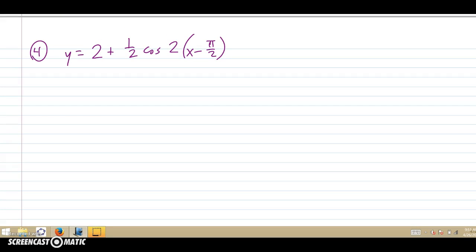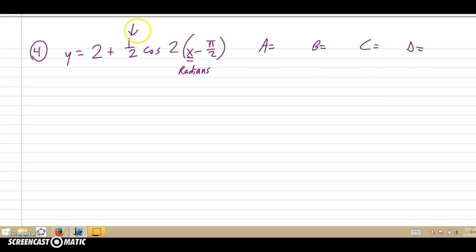Y equals 2 plus 1/2 cosine of 2 times the quantity x minus pi over 2. First thing I notice, x, boom, radians. Okay, just be careful with that. Make sure you don't mix that up. That'd be a silly thing to get wrong. Let's see, a value, b value, c value, and d value.